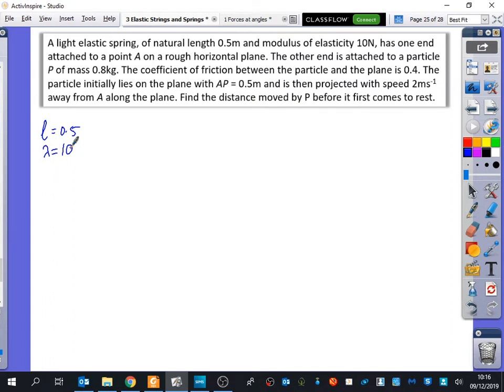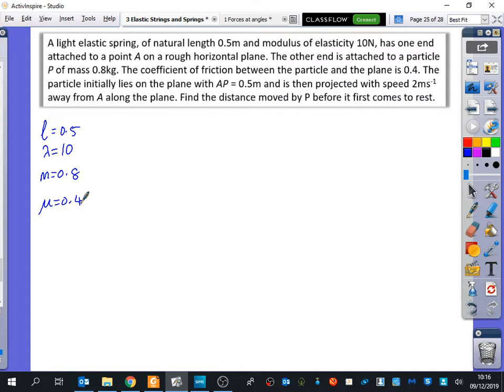The other end is attached to a particle P of mass 0.8 kilograms. The coefficient of friction between them is 0.4. The particle initially lies on the plane with AP 0.5 meters and is then projected with speed 2 meters per second away from A along the plane. So what does this look like? What kind of scenario are we talking about?